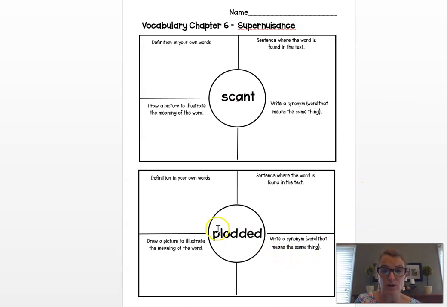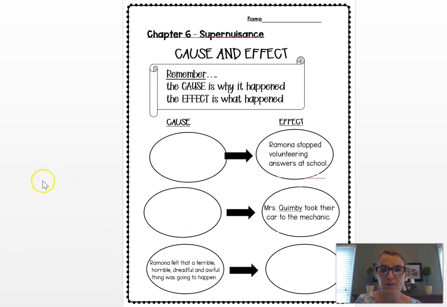Maybe one winter we will plod through the snow. Who knows? And you could use that when you're talking. Right, so you've read the chapter and did the vocabulary activities. Next, step 3 is your comprehension skill. This week's comprehension skill is cause and effect. The cause is why it happened, and the effect is what happened because of it.